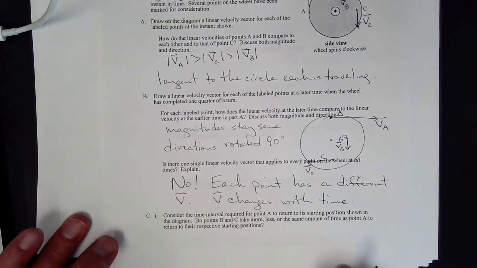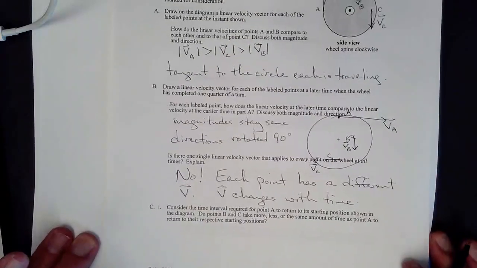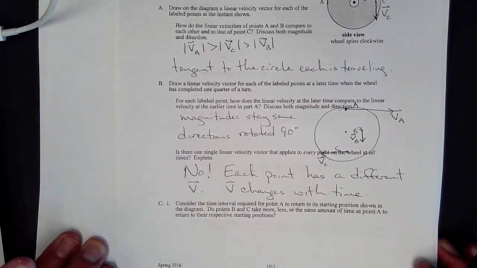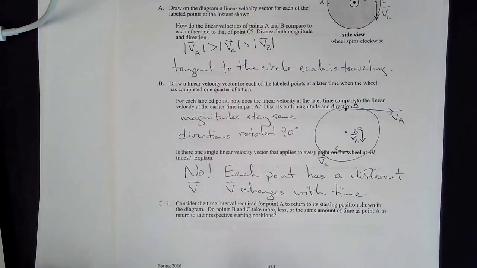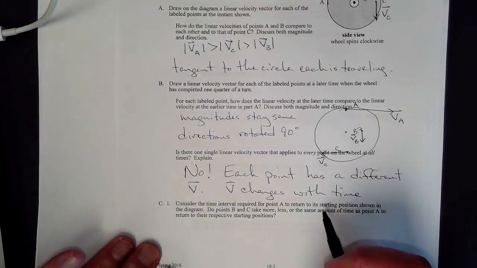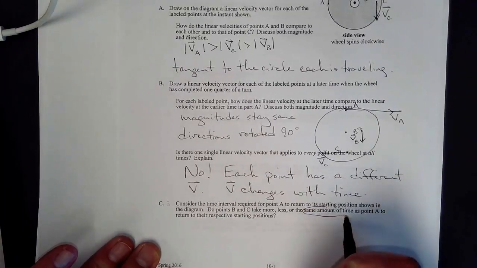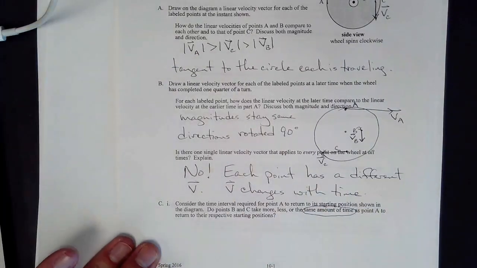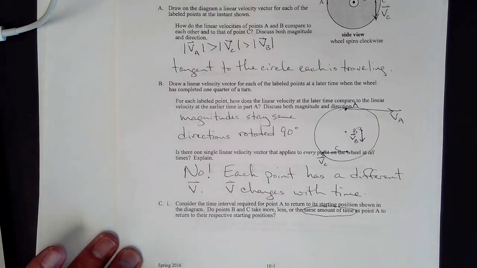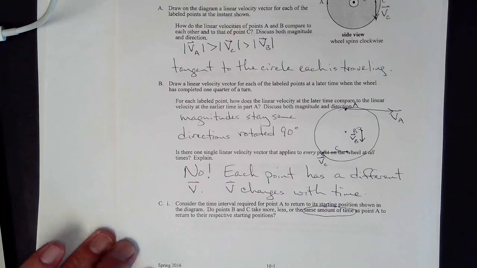Now, at the bottom of the page, we're asked to consider the interval of time required for point A to get all the way around the wheel and back to its starting position. And we're asked do points B and C take more, less, or the same amount of time? And I think your gut's telling you that they're all moving around the wheel together. And so if it takes 2 seconds for A to get around, it takes 2 seconds for B to get around and 2 seconds for C to get around.